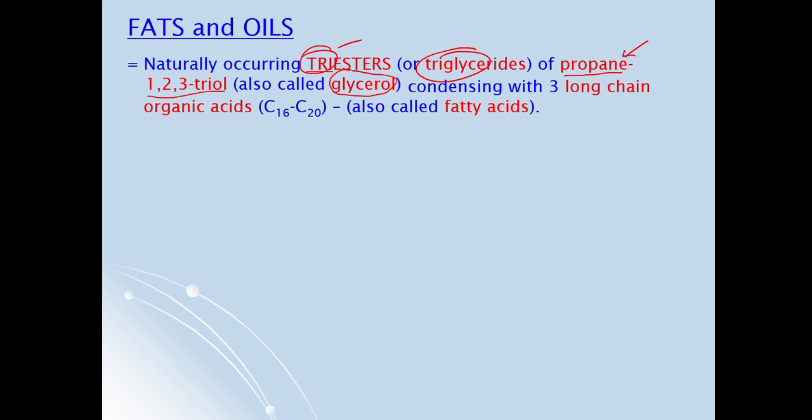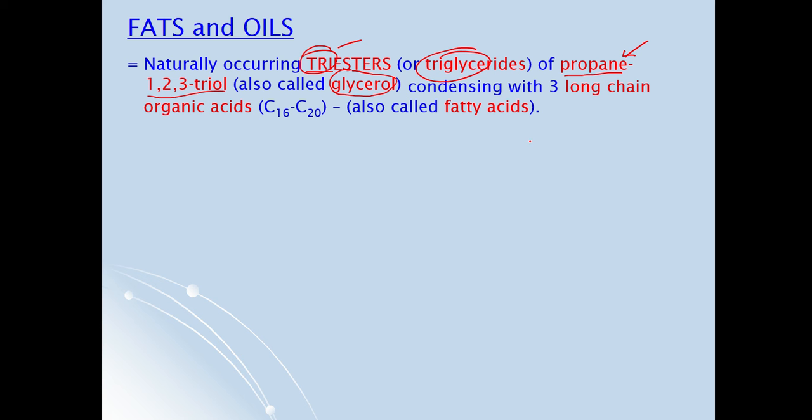Now the difference between this and other esters is, of course, you've got an alcohol with 3 OH groups, and you can maybe start to see why it's called a triester, because each of those OH groups can actually form an ester linkage or an ester bond, meaning that it has 3 ester bonds per propane-1,2,3-triol molecule, making it, as we said, a triester.